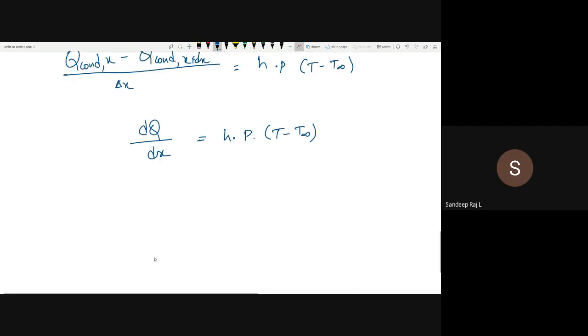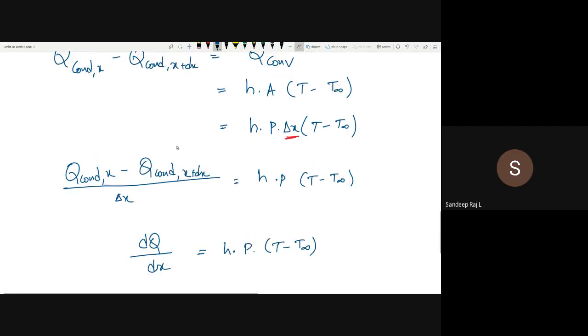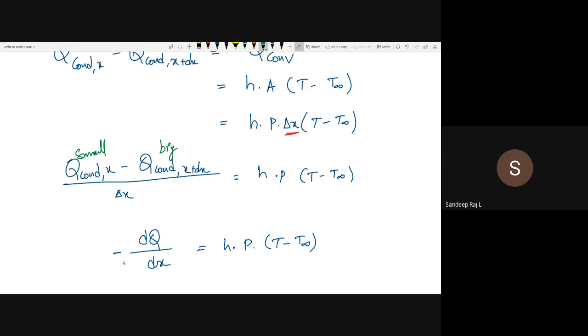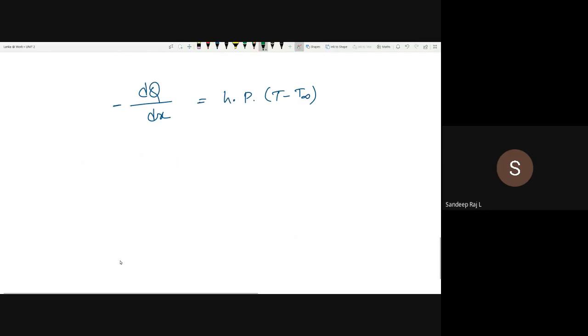If you look at this q conduction, it is coming out. Since it is coming out, it will be more compared to the q conduction that is entering. So this has to be negative because this value is a big value and this is a small value. Small minus big will yield you a negative. So to make that negative positive, I have introduced a negative here again. That's how you got this dq by dx here.